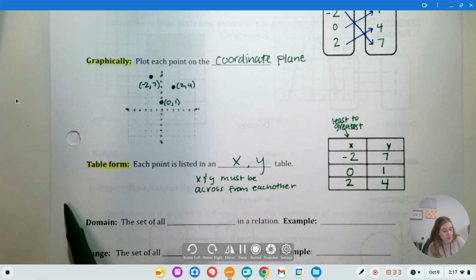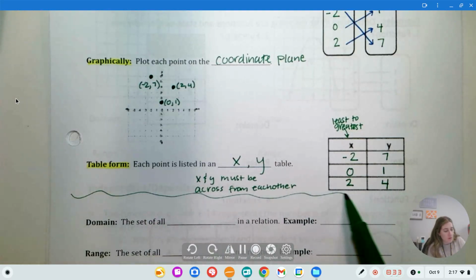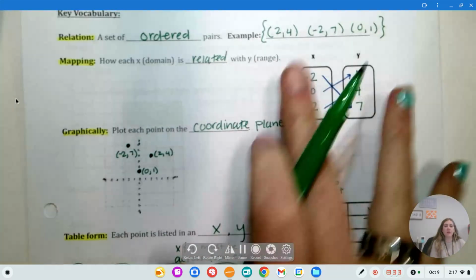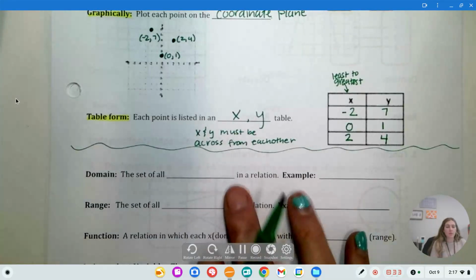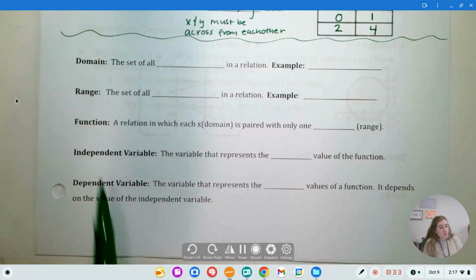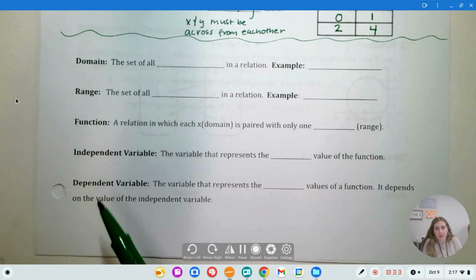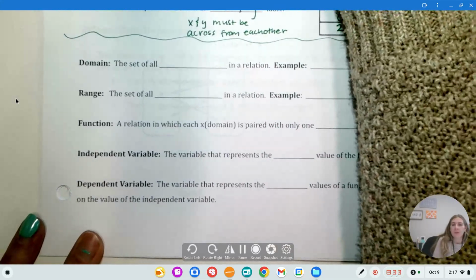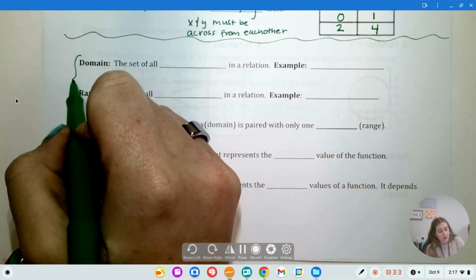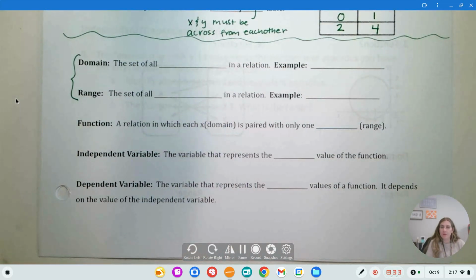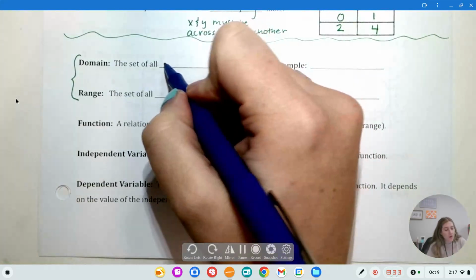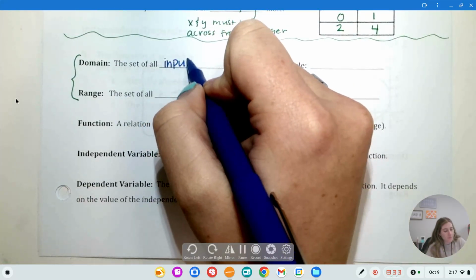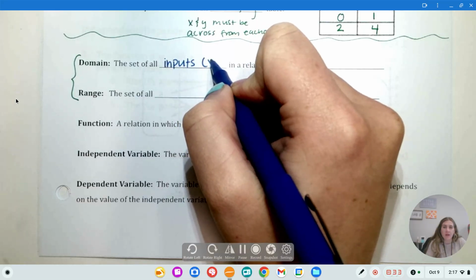Now if you want to, these are kind of 2 separate parts. So I'm going to draw a little squiggly line here, because these are how functions look. Now these are the important pieces about functions. So we have domain and range, function, independent and dependent variables. I'm sure you've seen some of these words before. Domain and range are going to be very important for the rest of the year and for the rest of your math career. Domain is the set of all inputs. So that's just a fancy word for saying all of the x's.